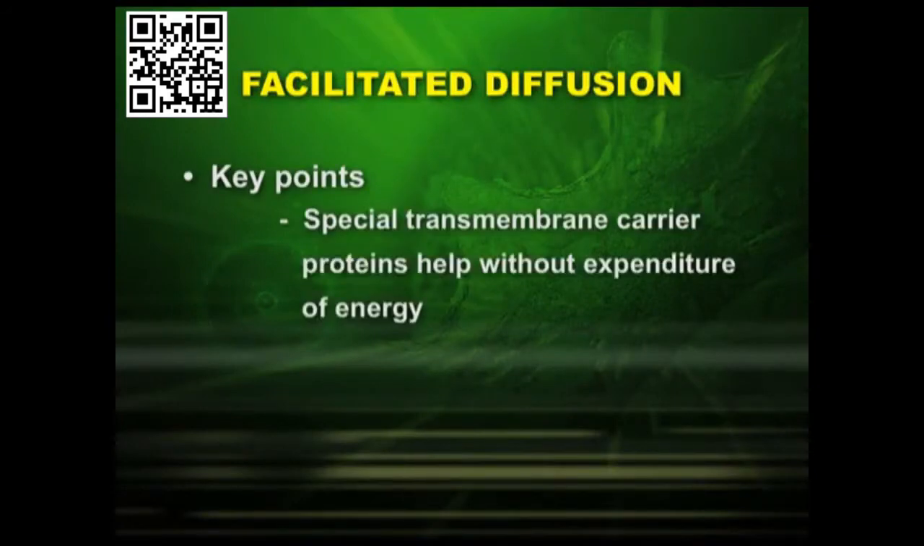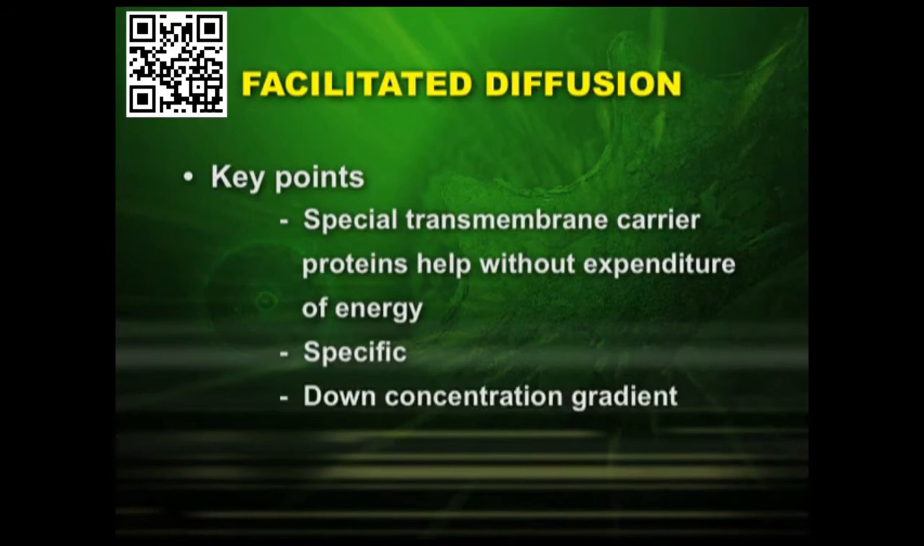Now, the second one is facilitated diffusion. As the term indicates, it is facilitated, that means it is helped. The diffusion is helped by, number one, special transmembrane carrier proteins which help without expenditure of energy. Second, it is very specific, that means it allows only certain molecules to pass through, and again it is down the concentration gradient, that means from a region of low concentration to the region of higher concentration.